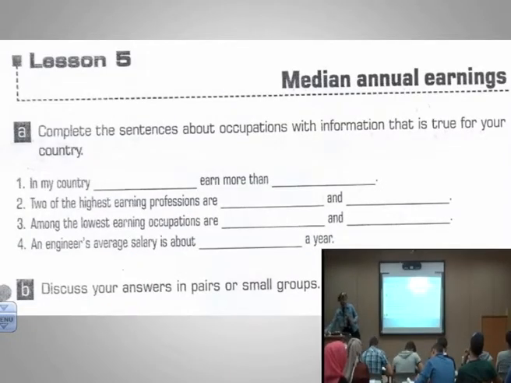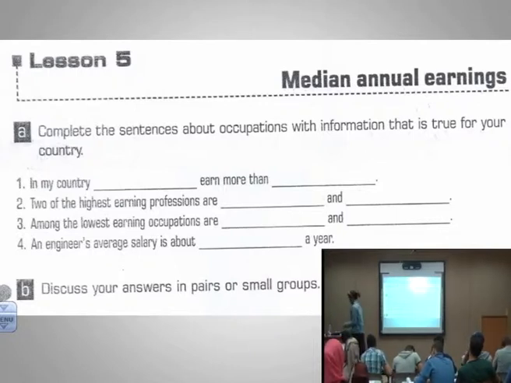Let's go to the next lesson. It's lesson 5, median annual earnings. This is nice. We're going to have some brainstorming here and let's read. Complete the sentences about occupations.